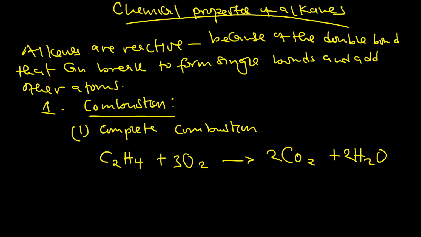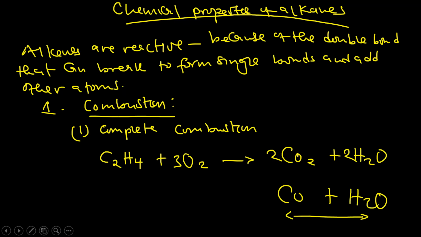They can also burn in a less supply or limited supply of oxygen. And you know what is produced? What is produced is carbon monoxide and water. So alkenes can also burn in limited supply of oxygen, producing carbon monoxide and water. Make sure that you are aware of that.